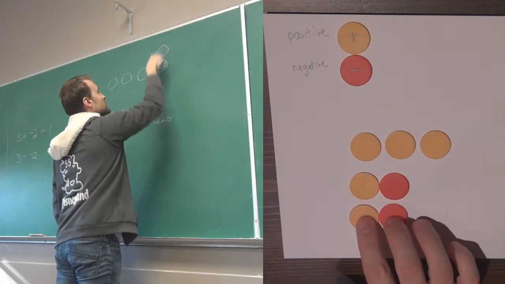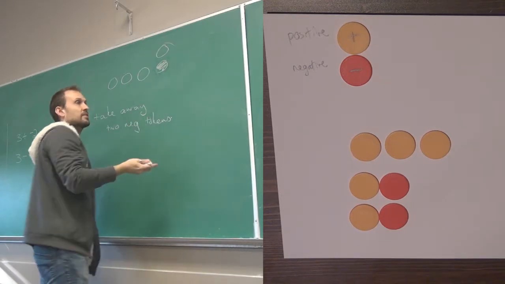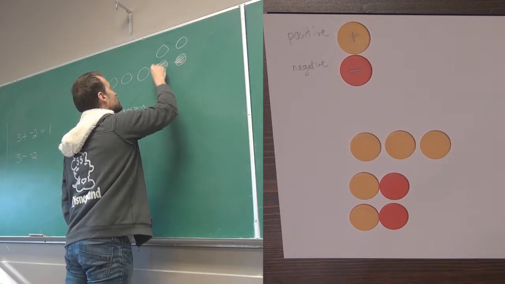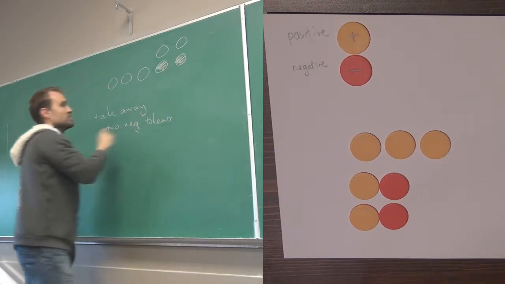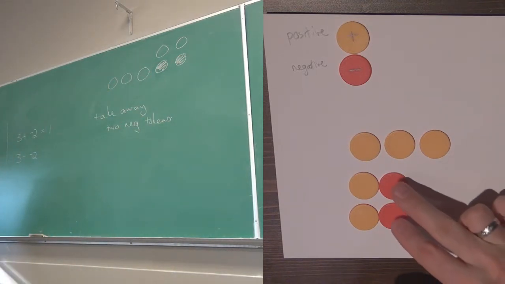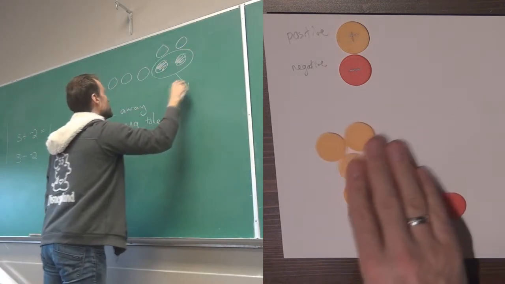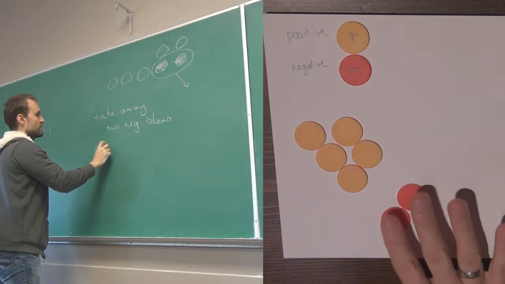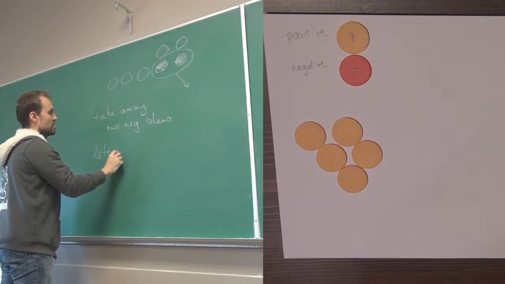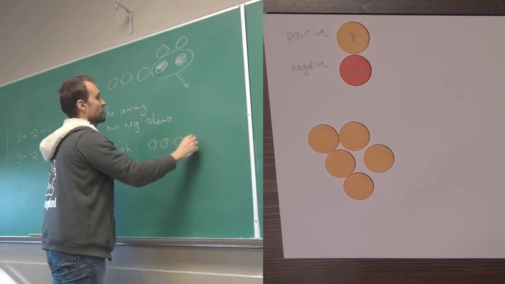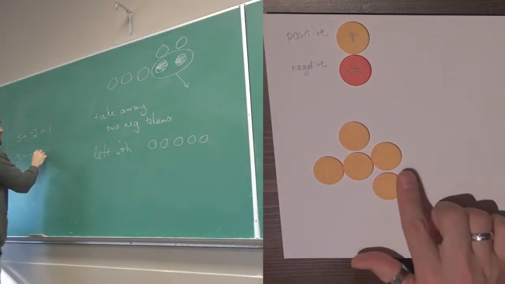Negative with a positive, because that is really nothing. Because they cancel each other. And I'm going to do 2 of them because I want 2 negative tokens to take away. So I will then take these away. And I'm left with 1, 2, 3, 4, 5. So the answer is 5.